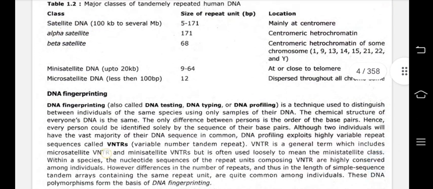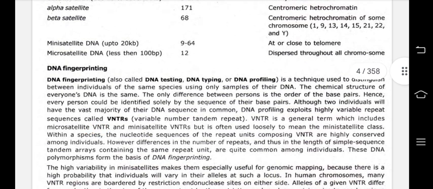DNA fingerprinting, also called DNA testing, DNA typing, or DNA profiling, is a technique used to distinguish between individuals of the same species, usually using only samples of their DNA. The chemical structure of everyone's DNA is the same. The only difference between persons is the order of the base pairs. Hence, every person could be identified solely by the sequence of their base pairs.